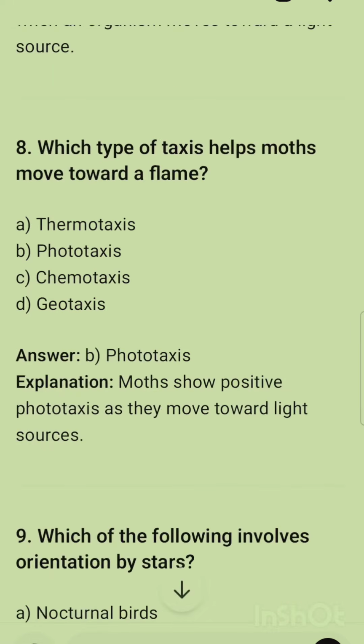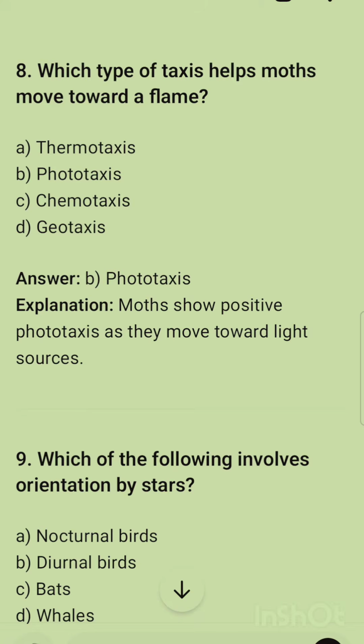The next question is which type of taxis helps moths move towards a flame? The correct option is phototaxis. Moths show positive phototaxis as they move towards light sources.